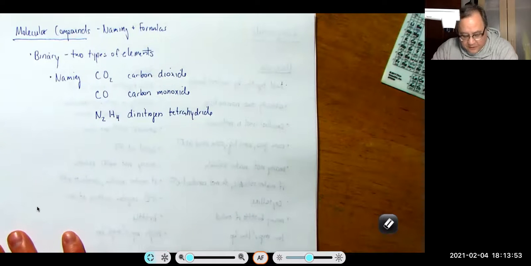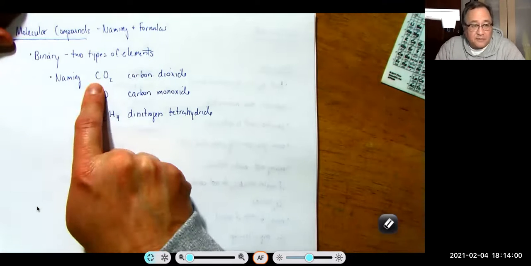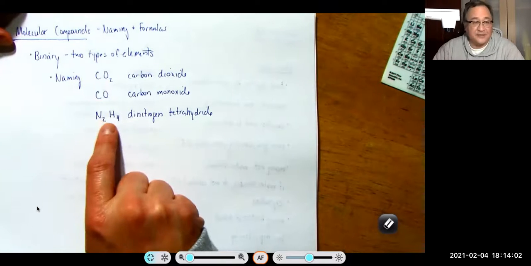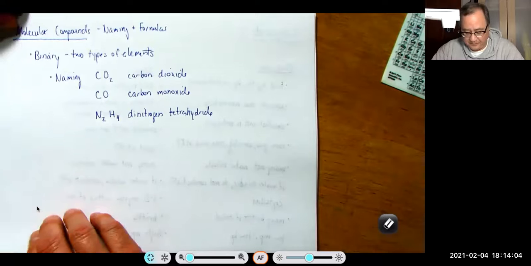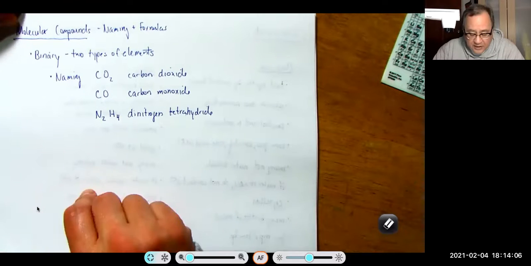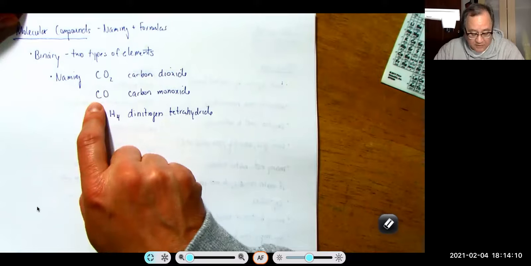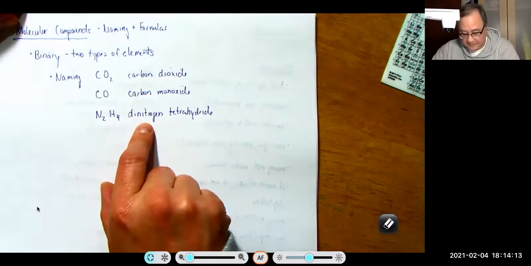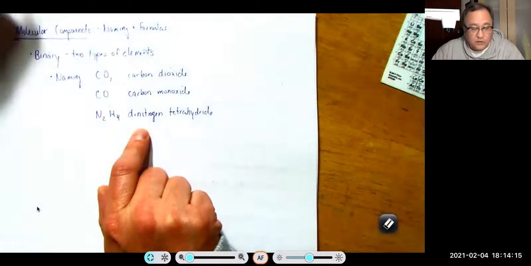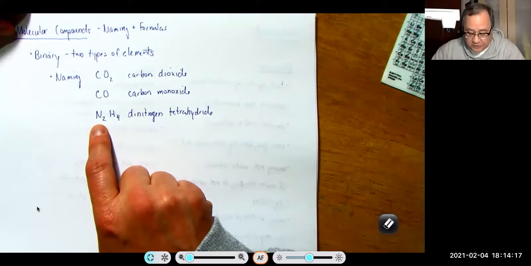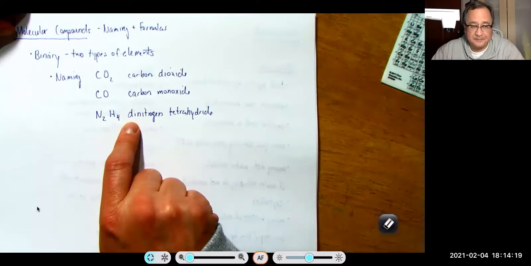So if we take a look at just these three examples, you can see that when we name them, you name the first element first and you name the second element second. Furthermore, the first element gets a name that sounds like the element. Carbon, carbon, nitrogen. Furthermore, if there's more than one of the first element, you use a prefix. Let's look at the prefix you need to memorize.